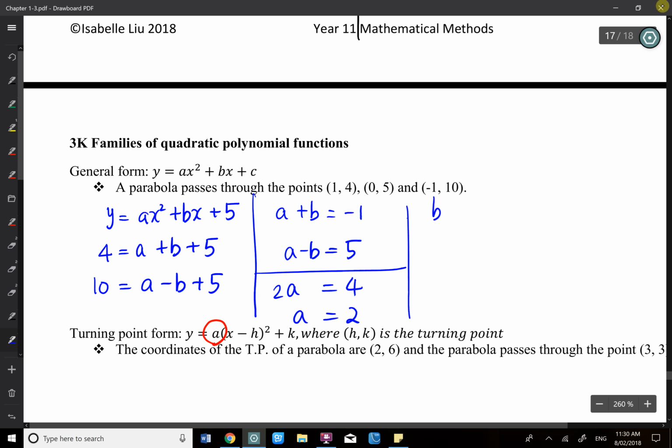And we have b: a is 2, so 2 plus b equals -1, so b equals -3. So you can check with the next one. A minus b needs to be 5. 2 minus -3, that is 5. So the equation will be y equals 2x squared minus 3x plus 5.